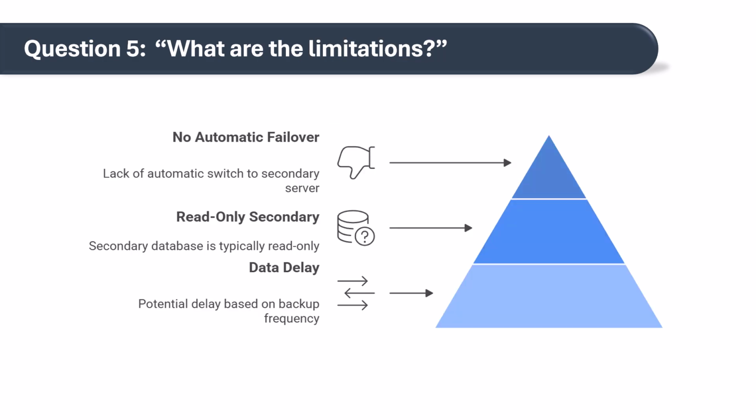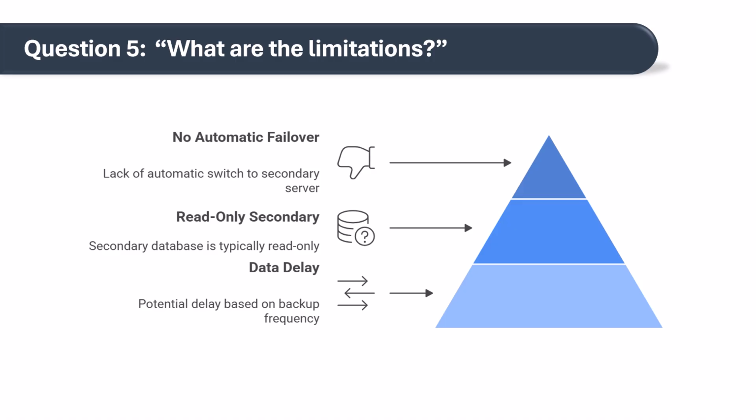What are the limitations of log shipping? The first is no automatic failover. If the primary server crashes, SQL Server will not switch automatically. The DBA must bring the secondary server online. So this causes downtime. And the secondary server is usually read-only because it is designed mainly for reporting, backup, and DR.